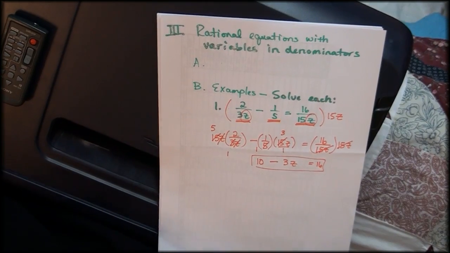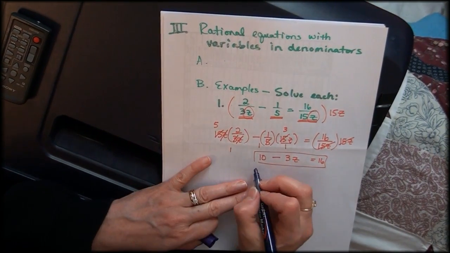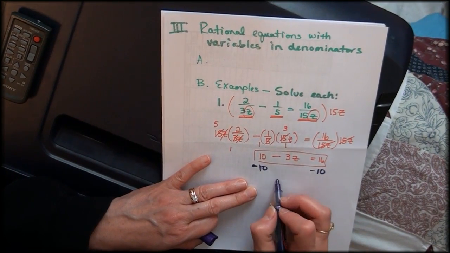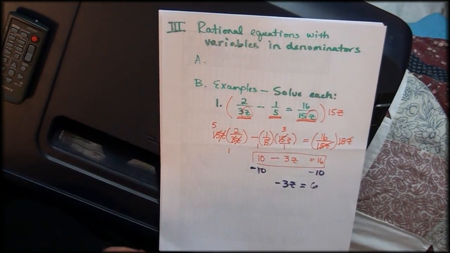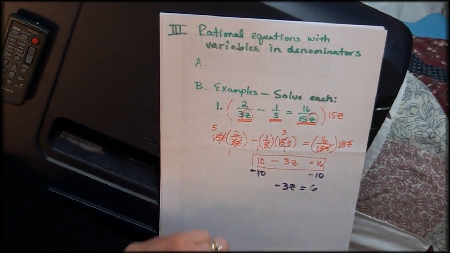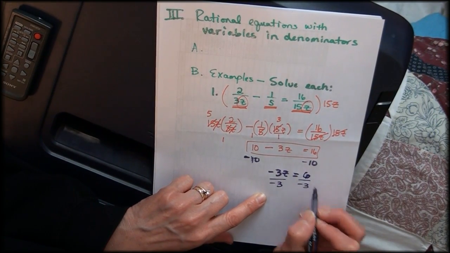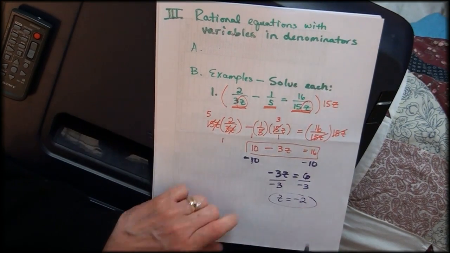This is very easy to solve because to get the variable all by itself, all I have to do is subtract a 10, subtract a 10. I'm left with a -3z equals a 6. And then all I have to do is divide both sides by that -3. And so my z is now going to be a -2.